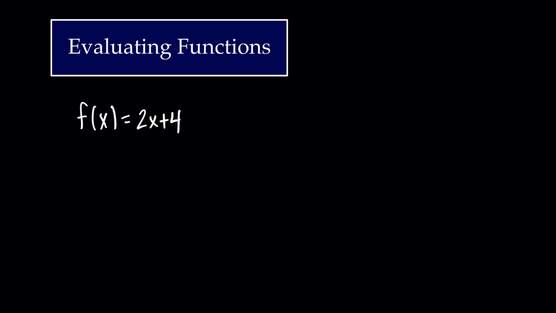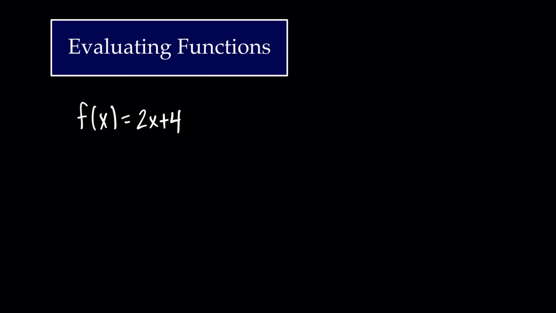Okay. So what does this function tell us to do? Well, the name of the function is f, the input is x, and then the output is 2x plus 4. In other words, the output is doubling the input and then adding 4. Okay, so that's how you get from the input to the output. To evaluate a function means to provide a specific output given a specific input.